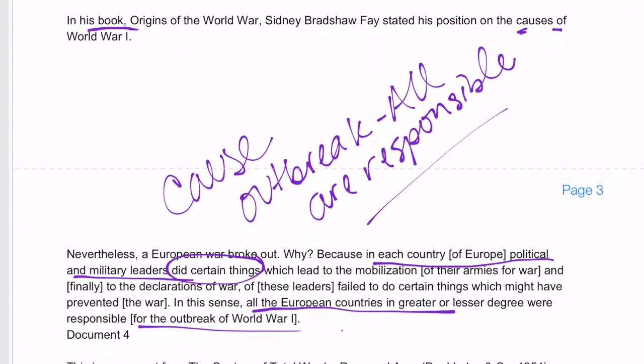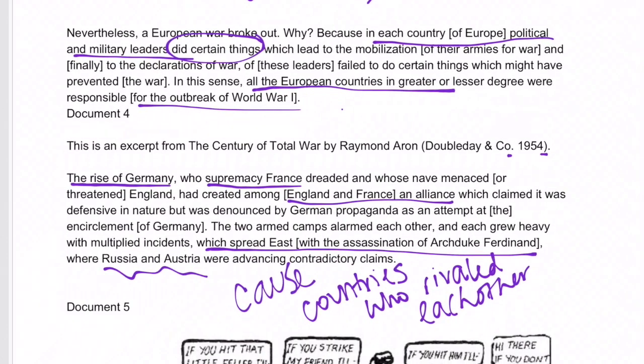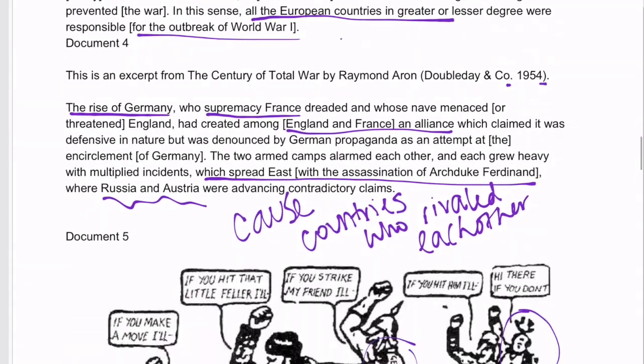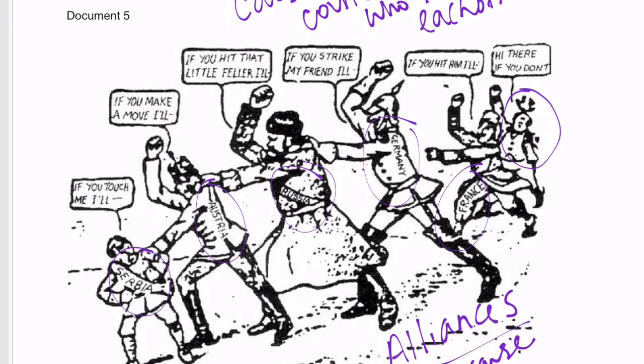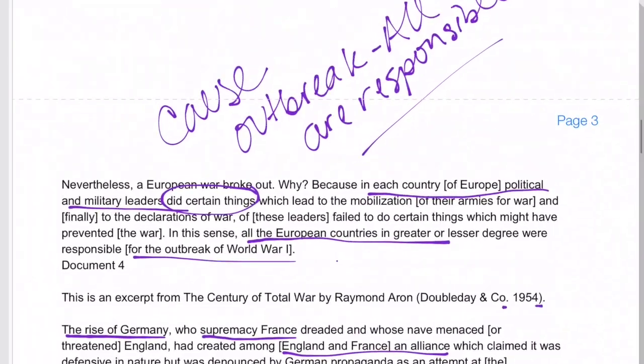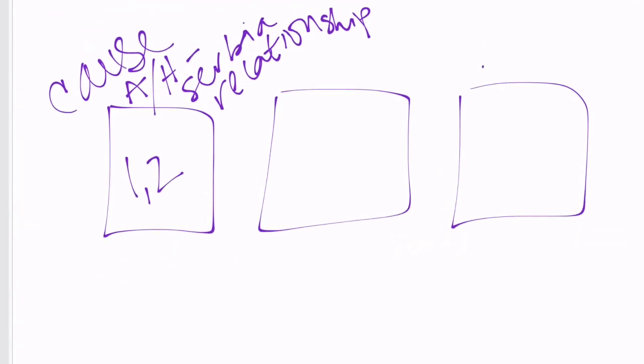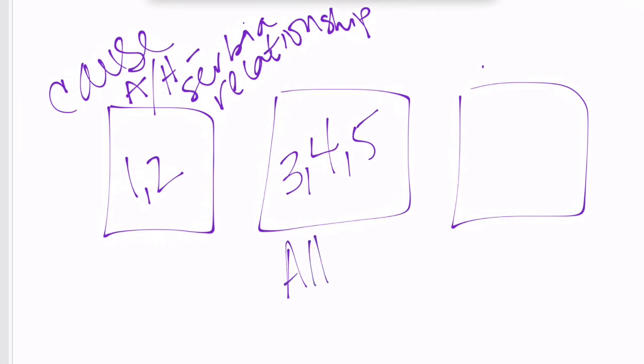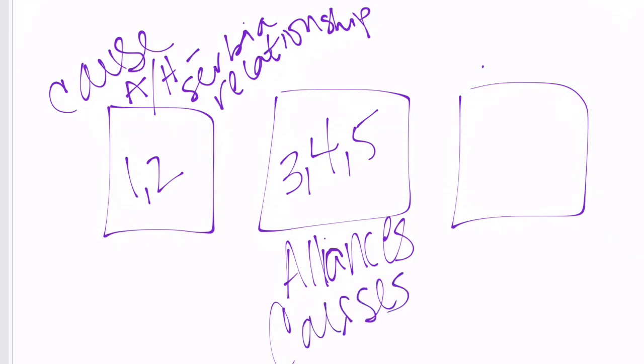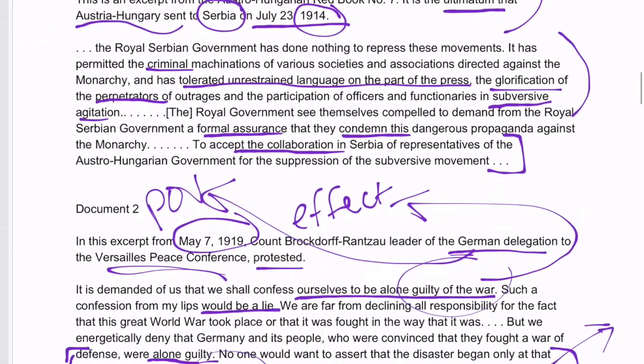Document number 2 says that they're all responsible. Document number 3 talks about the rivals of all of these countries. And document 5 is alliances. So could we put all of that together and say that alliances is another cause? Absolutely. So let's do 3, 4, and 5 in this bucket and call that alliances, if I can spell it right, and causes. Okay, and then we need an effect.